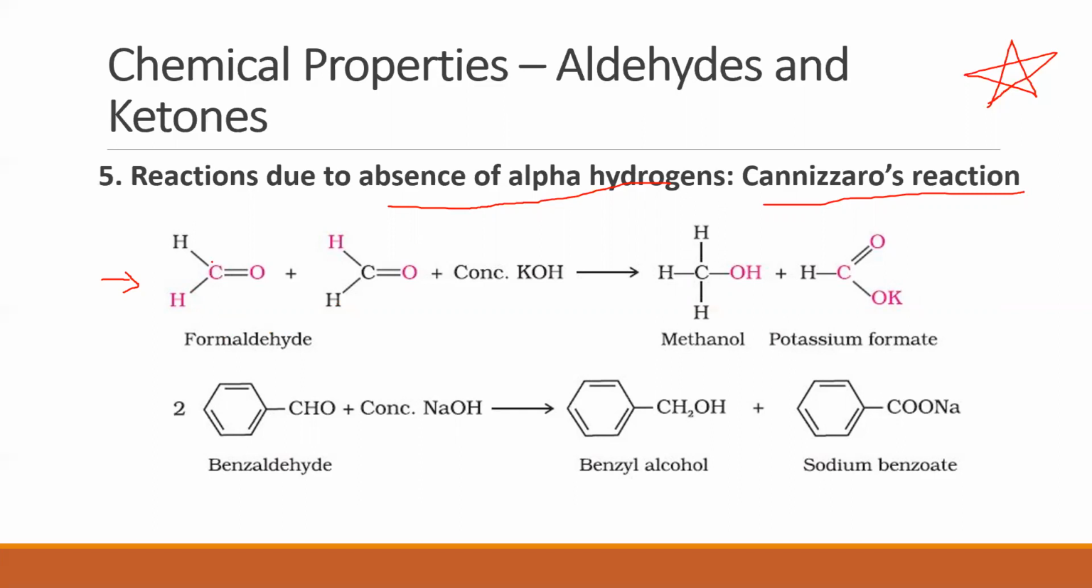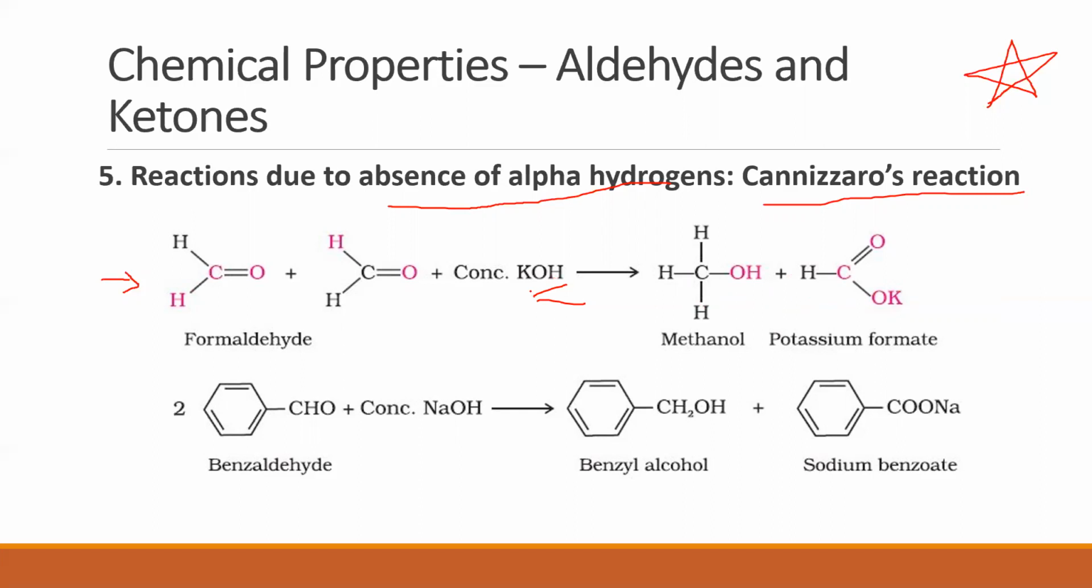Instead, when 2 moles of formaldehyde react with the same reagent, which is a base, it undergoes Cannizzaro reaction. Now, what is Cannizzaro? Observe the reaction. When 2 moles of formaldehyde react, we get methanol and potassium formate. So I get an alcohol and a salt of carboxylic acid.